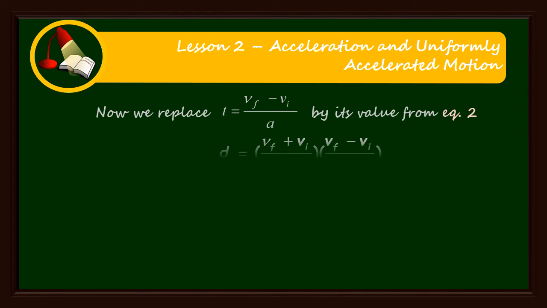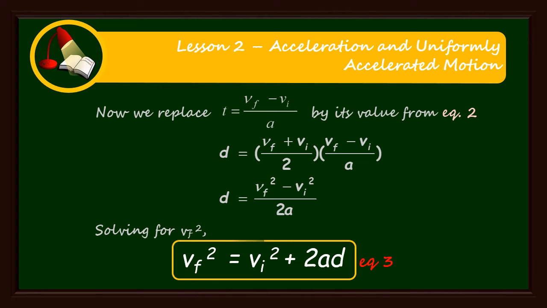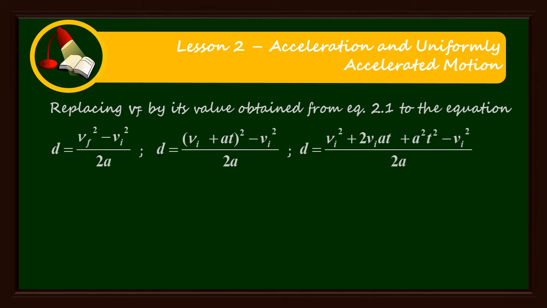And again, from the equation, distance equals velocity times time, we replace t equals v sub f minus v sub i, divided by acceleration, by its value from equation 2. Solving for v sub f squared, we get the third kinematic equation. Replacing v sub f by its value obtained from equation 2.1 to the equation, finally, we get the fourth kinematic equation.